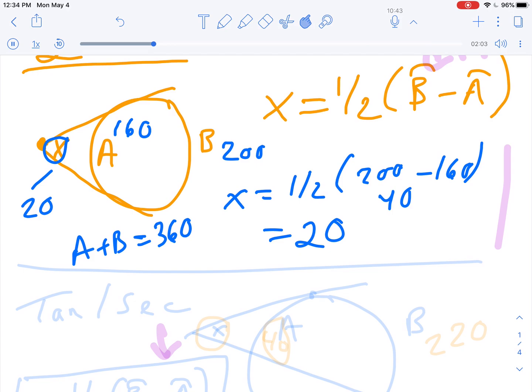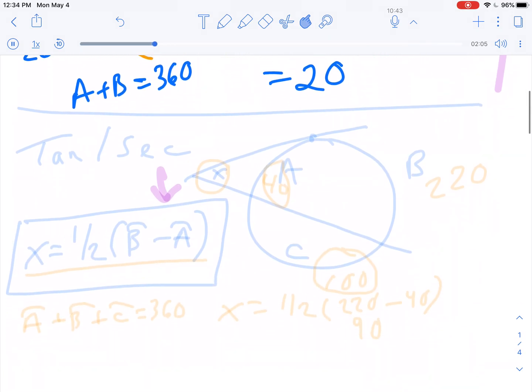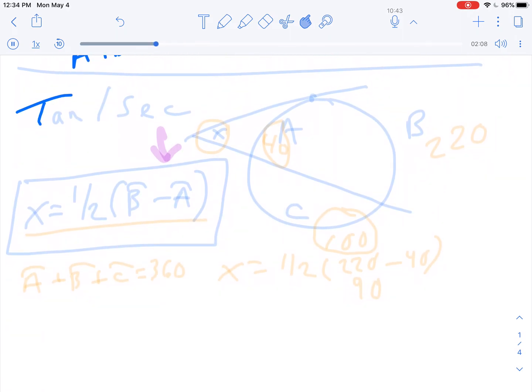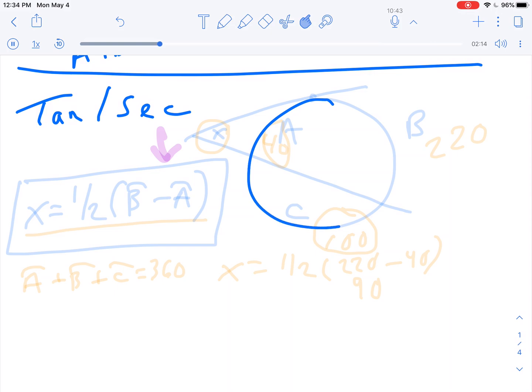That leads to the next one, where we have a tangent and a secant. Something like this. Here's a tangent line, there is a secant line. We'll call this angle X again. We'll call this B, the big one, we'll call this A. And there's also a part C over here. It breaks the circle into three parts.